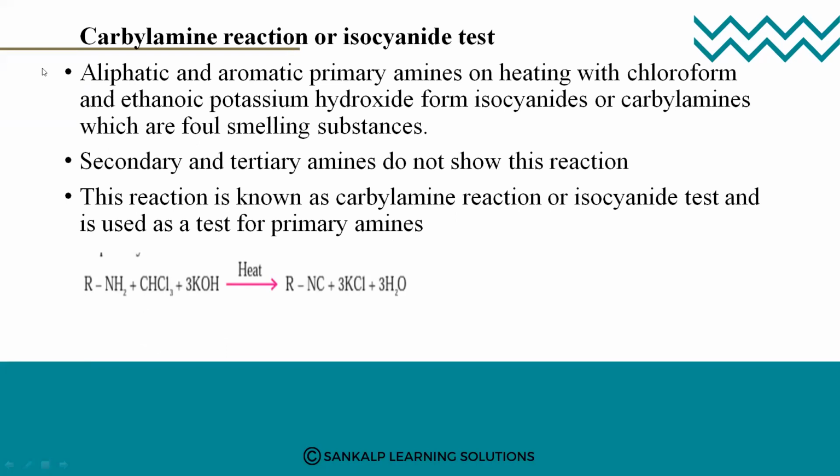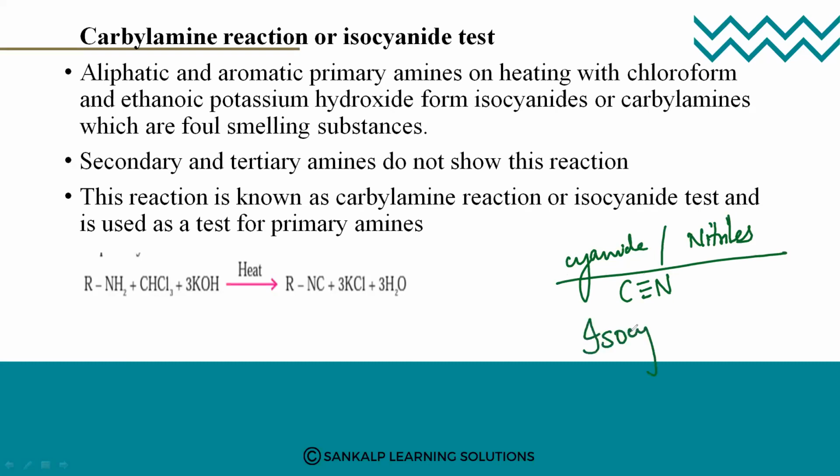The next is the carbalamine reaction or isocyanide test. The difference you need to know is cyanide, also called nitriles. Here CN, that is C triple bond N, is called a cyanide or nitrile. Now, what are isocyanides? Isocyanide has an NC bond. The connecting atom is nitrogen, so it is an NC bond. Here carbon will be attached; here it is nitrogen.